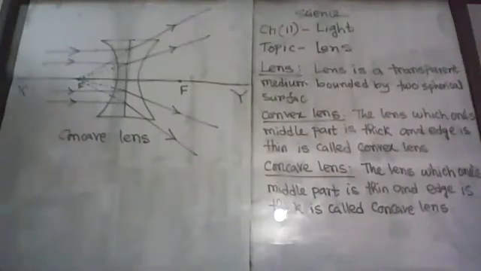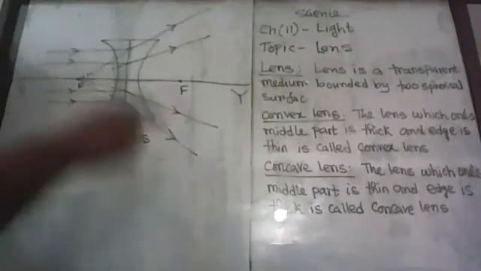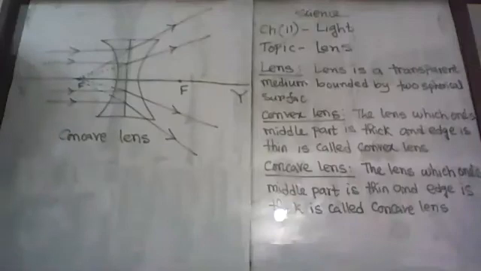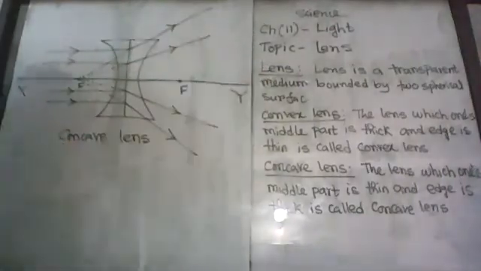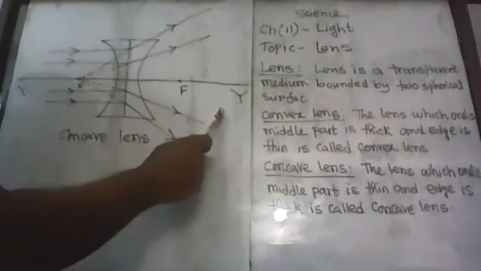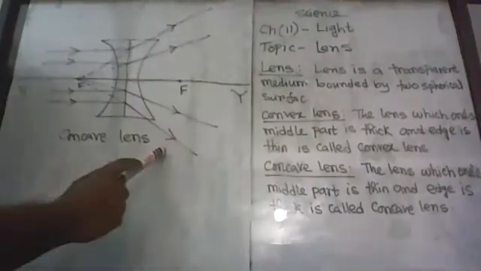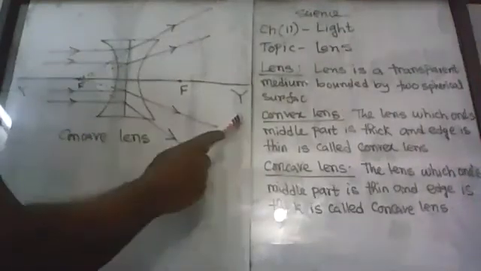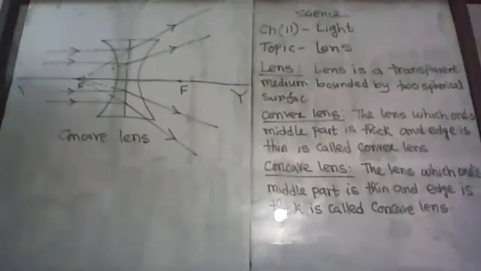You see, the refracted light becomes sprayed from each other. So this refracted light just becomes sprayed from each other, and they cannot coincide in front of the lens. Since the refracted rays here do not coincide in front of the lens, that's why this lens is called a divergent lens.